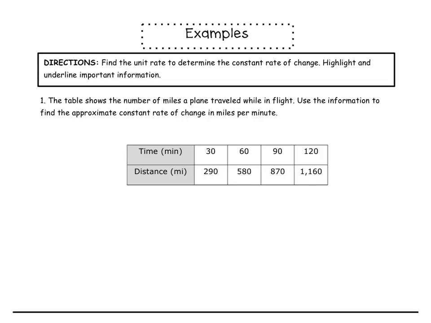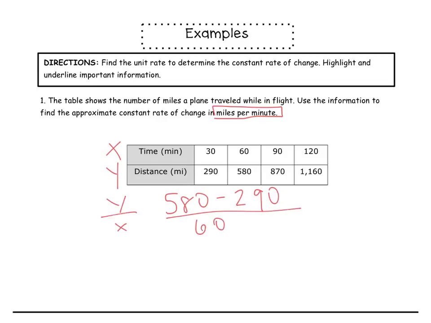Now, we're used to doing miles per hour. This one is miles per minute. Okay? So the time is going to represent our X, and the distance will be our Y. So I'm going to take the difference between my two times. I'm going to do 580 minus 290, because that's my Y. Remember, Y over X. And then I'm going to place that over 60 minus 30. Well, 580 minus 290 gives me 290. And 60 minus 30 gives me 30.